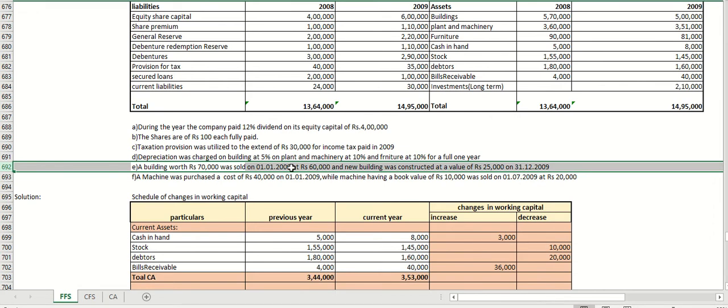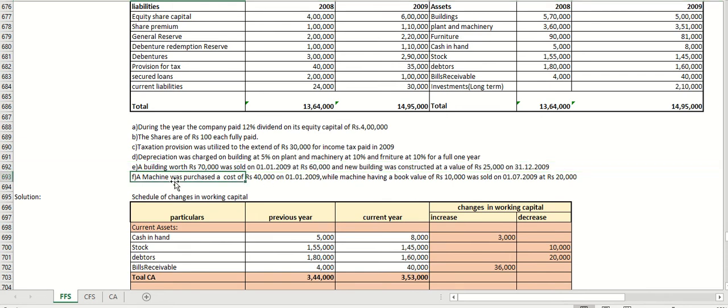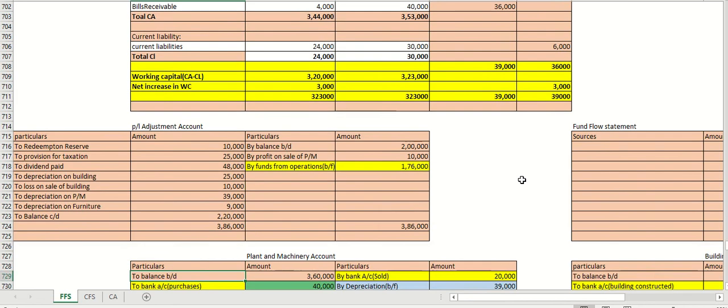So a building was worth 70,000 but it was sold for 60,000, which means it is sold at a lesser value. So it will be by bank account 60,000 and by profit and loss account 10,000, which is nothing but your loss on sales. 70 minus 60, 10,000. And a new building was constructed, which will be accounted as to bank account because the cash is moving out. So to bank account 25,000. So we'll respectively account that.